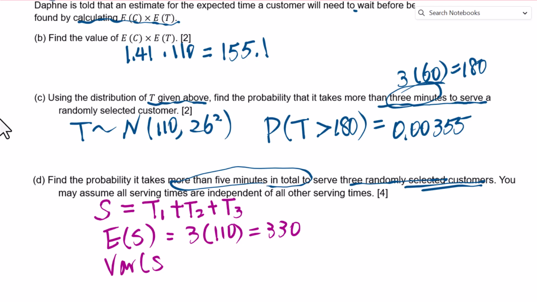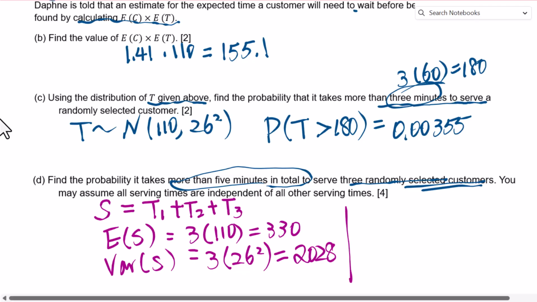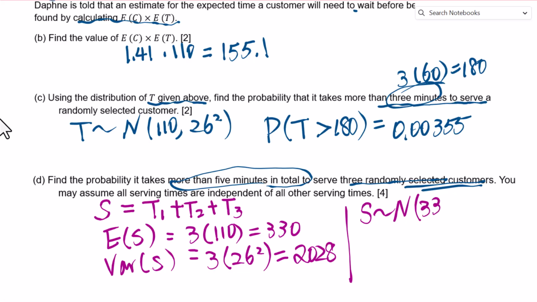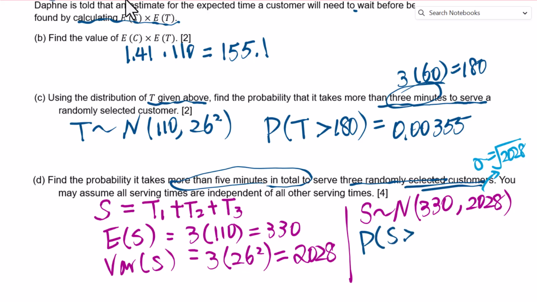Variance of S equals 3 times 26 squared, equals 2028. So S follows a normal distribution with 330 as mean and 2028 as variance. In other words, sigma equals square root of 2028. We are looking for the probability of S greater than 5 minutes, equals 300 seconds.